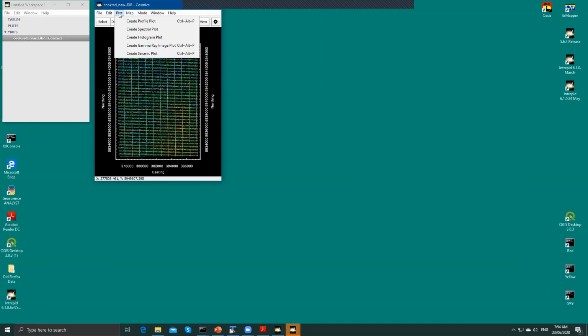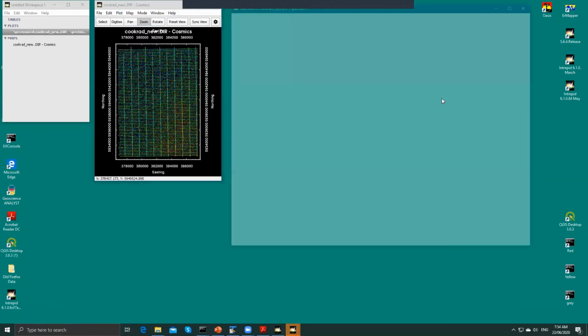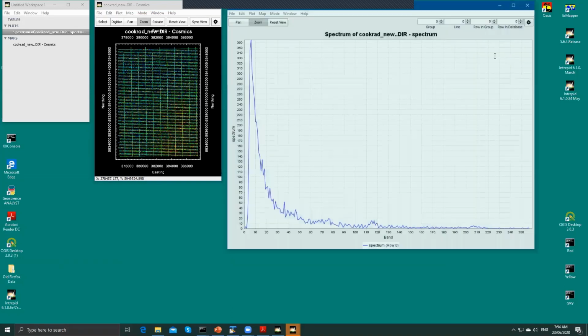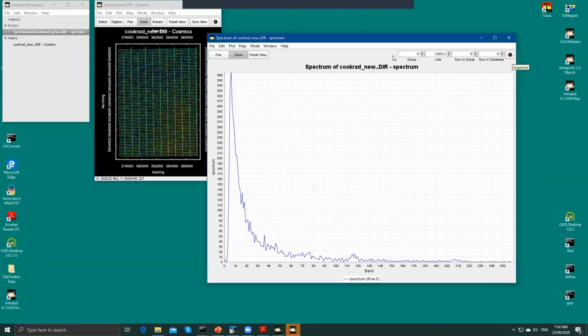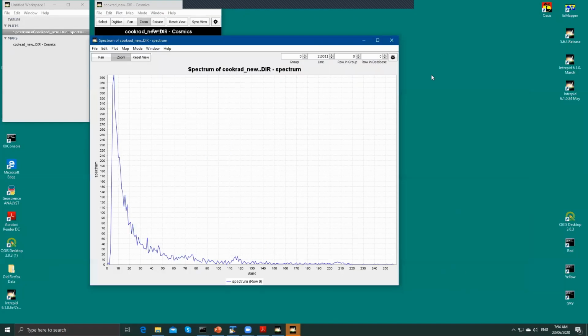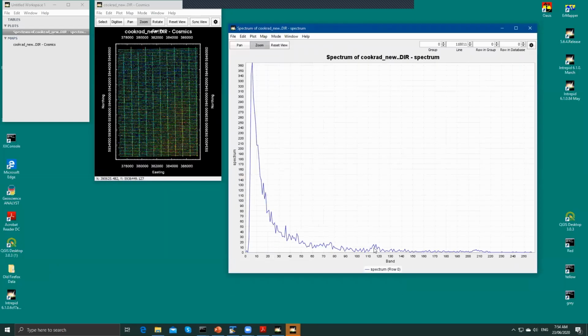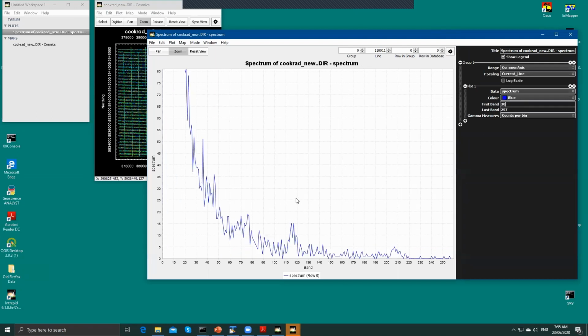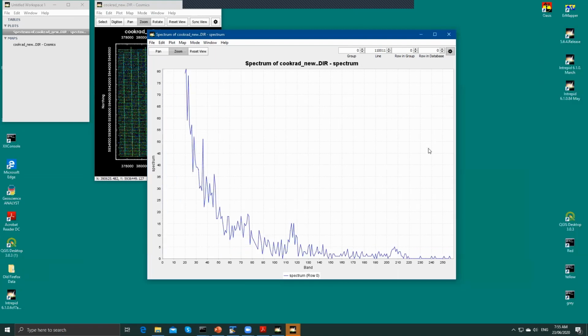So you can go to plot and then create a spectral plot. Since there is only one spectrum available at the moment, it comes up with that, and it's called spectrum. And this is a standard 1 second spectra. Unfortunately, there's not much to see in there. If we display it only from, say, channel 20, we get a little bit more resolution.